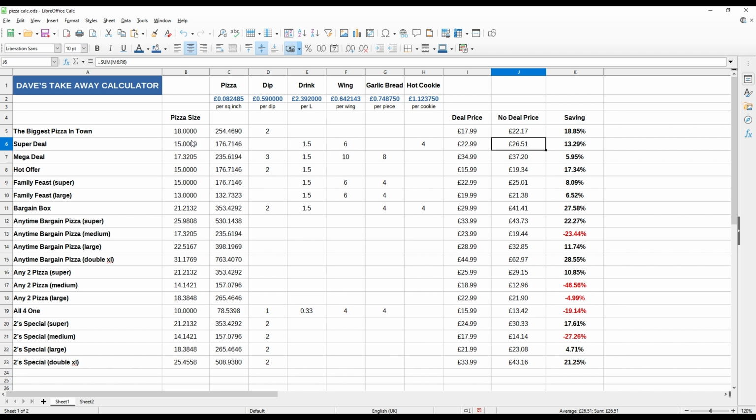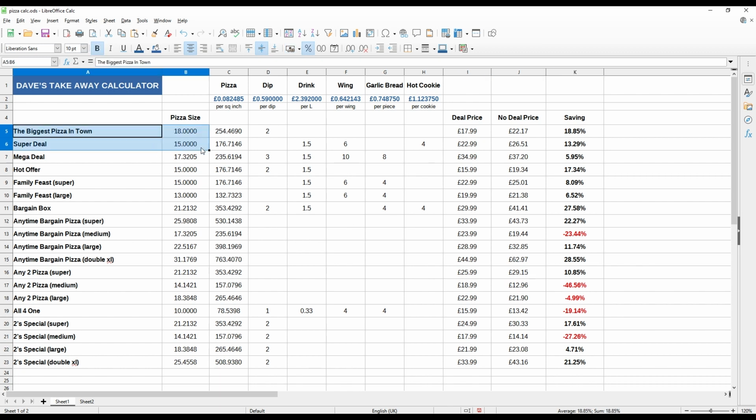If we were buying an 18-inch pizza off the menu with 2 dips, with no deal, it would come out to £22.17. And the deal price is £17.99 for that. So what's the saving? The saving is 18.85%.